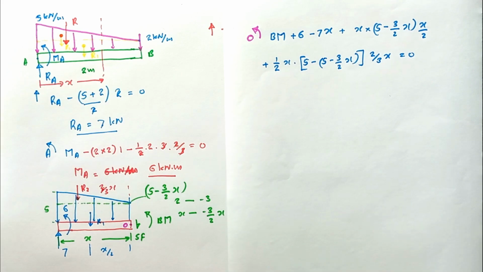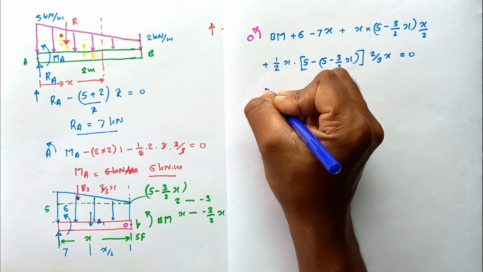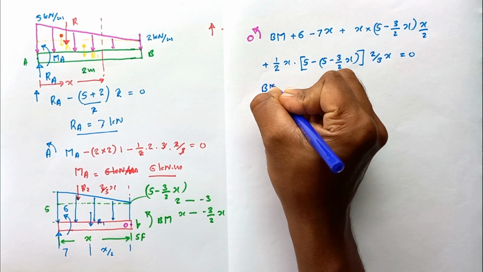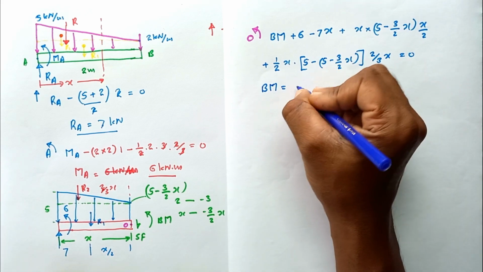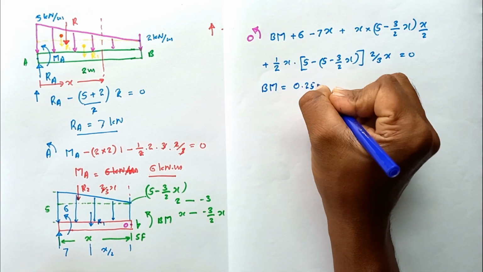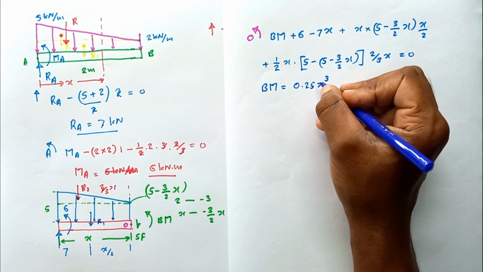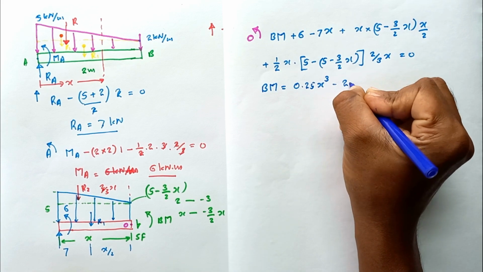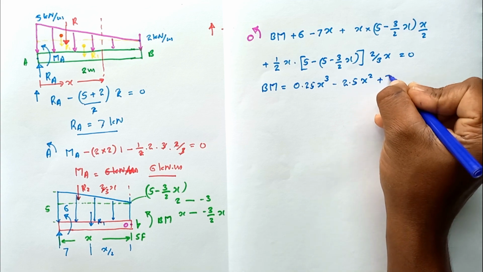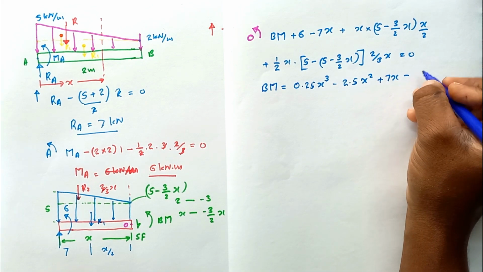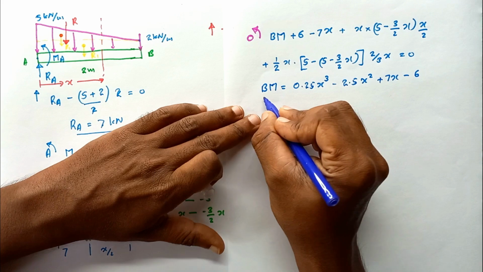Okay, this is the equation. By simplifying this equation, we can get the equation for the bending moment. Okay, so I will write this equation. The bending moment equation is equal to 0.25 x cube minus 2.5 x square plus 7x minus 6. This is the bending moment equation.